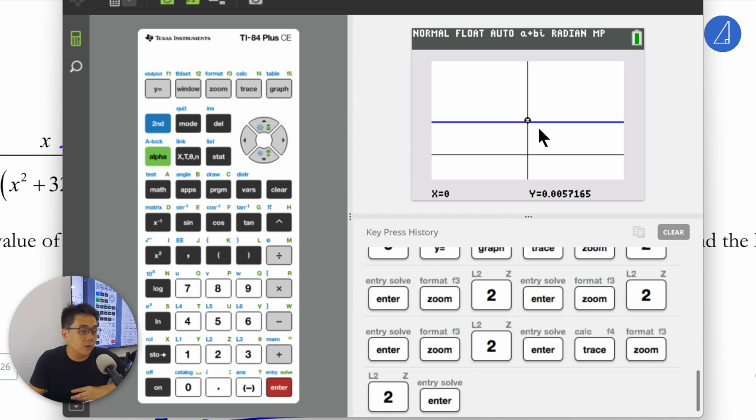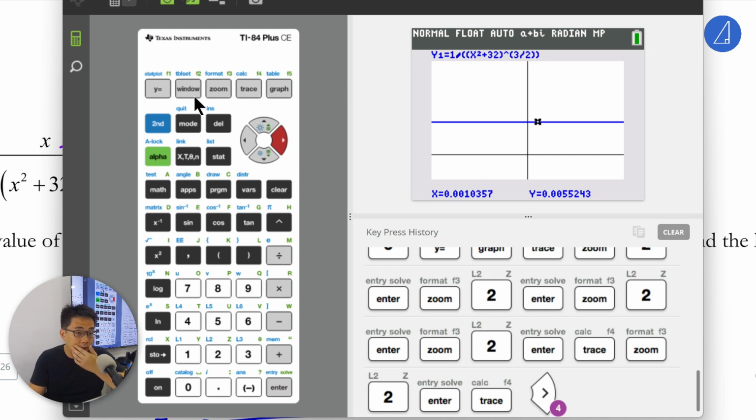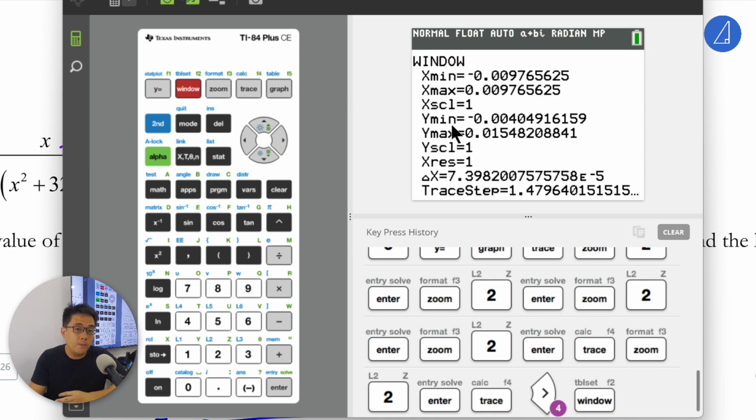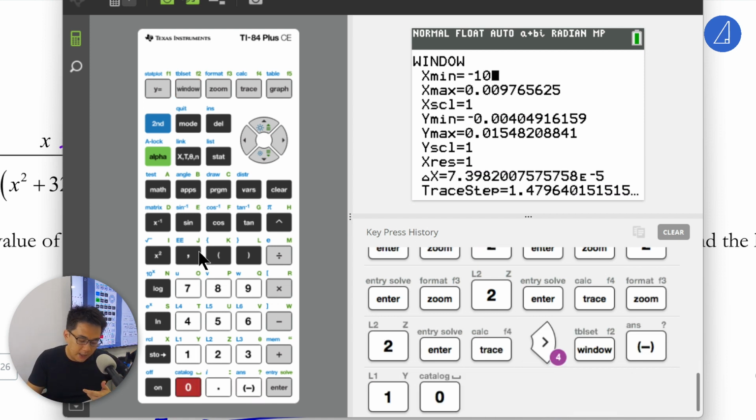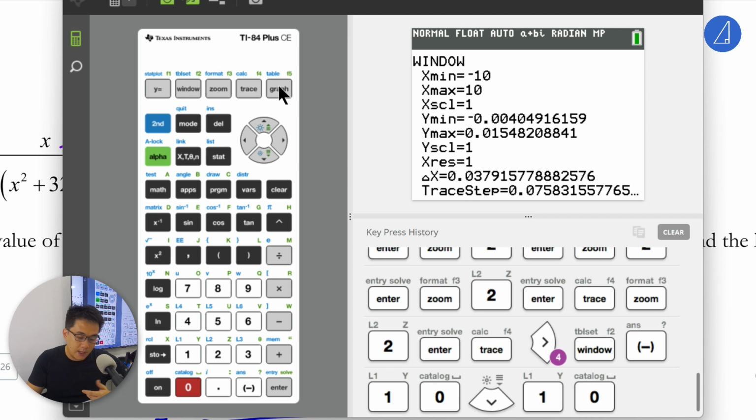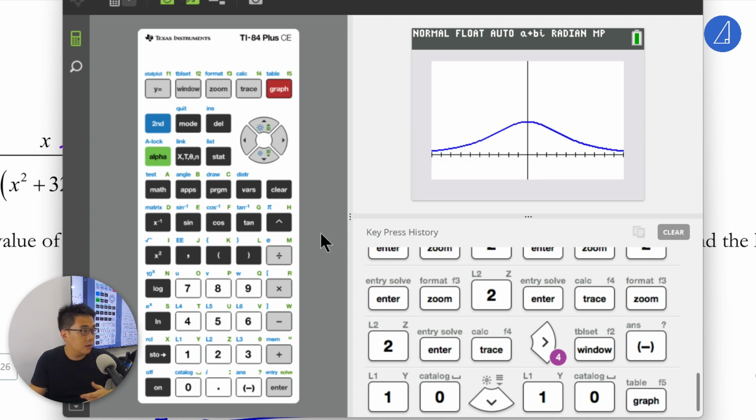But just take note, because now you zoom in so huge that your x value here is also very small. So what you do is you go to window. Now this is why calculator work is super important. If you want to evaluate the graph, you go to window. Your x min is already very small, so what you should do is put -10 and 10. Then you just try and evaluate. I just put -10 and 10 here. Then I graph it. I'll get the curve like that.